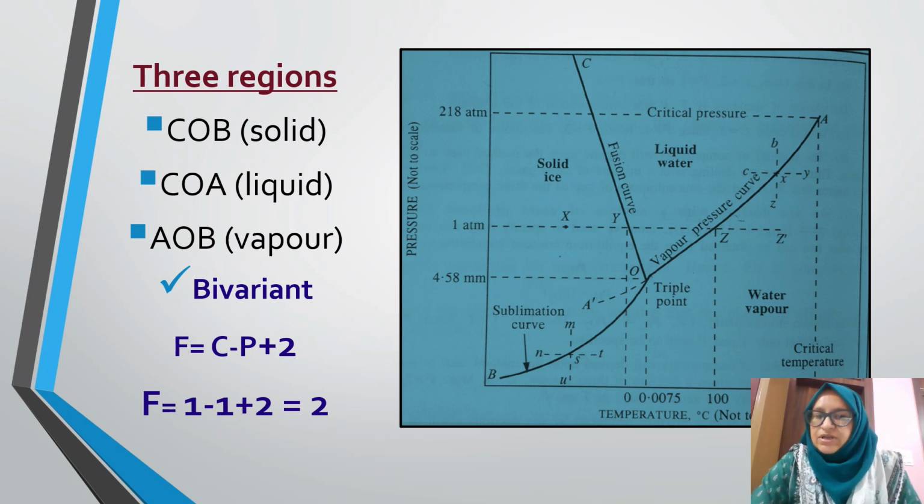Similarly, if I again increase the temperature, then all the liquid will get converted into vapor. That is the region I am talking about, AOB, the vapor state. Here liquid and vapor are in equilibrium. So in all these three regions, that is COB, solid, COA, liquid, and AOB, vapor, according to the Gibbs phase rule, F is equal to C minus P plus 2, the degrees of freedom can be calculated as 2 because the number of components is 1 and the number of phases is only 1. That is, either it is solid in one region, liquid in another region, or vapor in the third region. So this is how we can calculate the degrees of freedom.